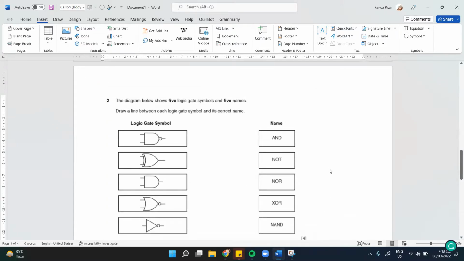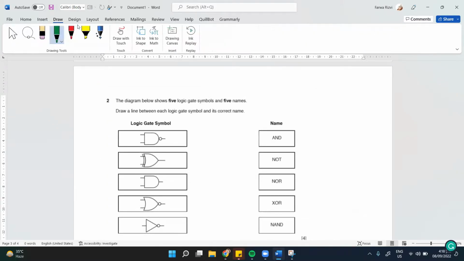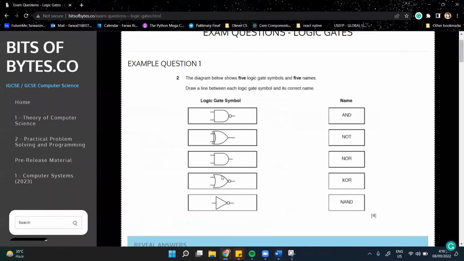Okay, NAND. So the first one is NAND. XOR. Yep, AND. Yep. NOR. NOT. And you get 4 marks just like that. Okay, now let's try another one.